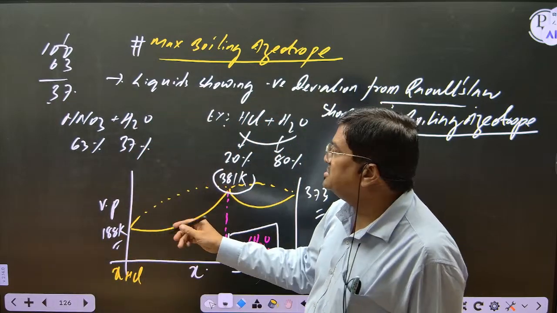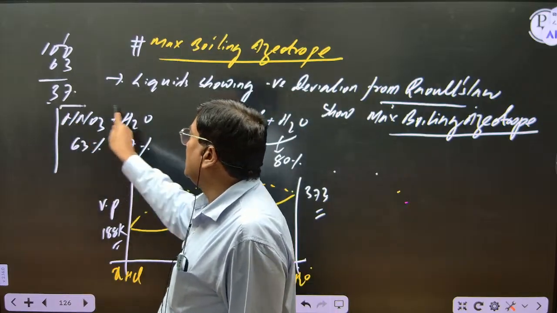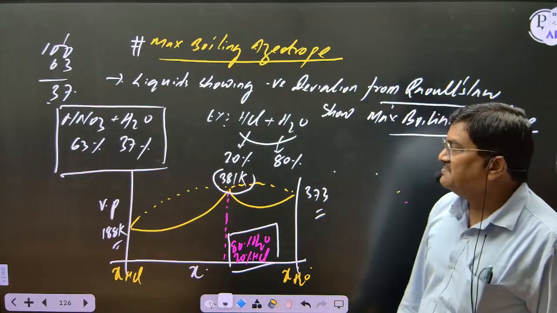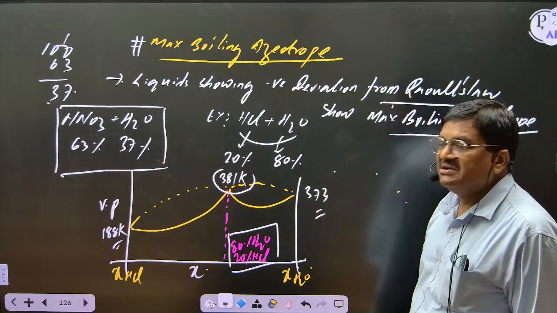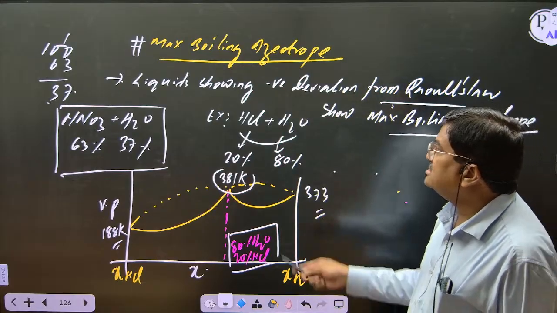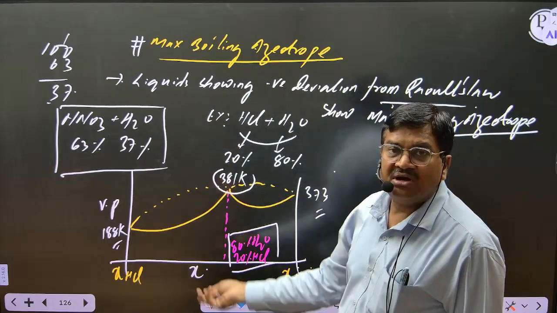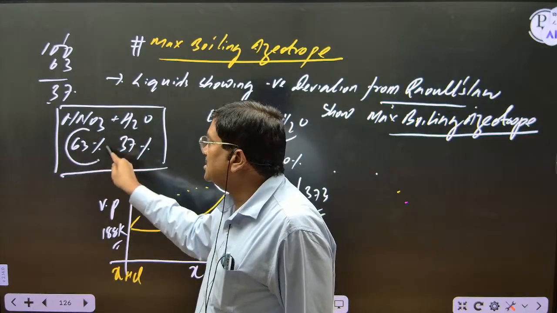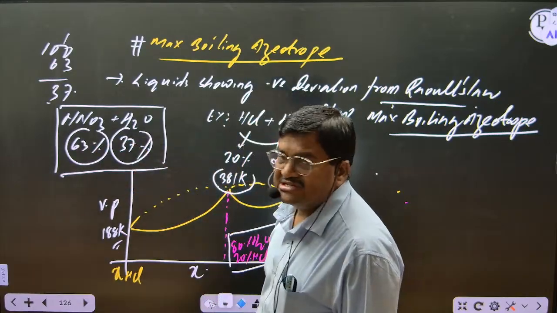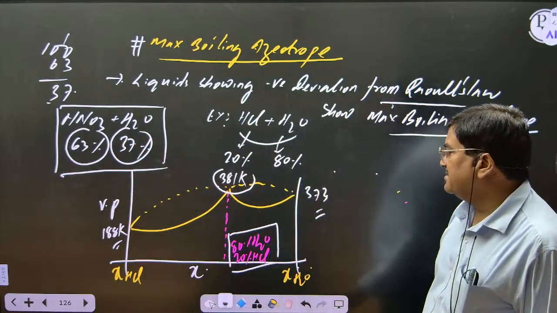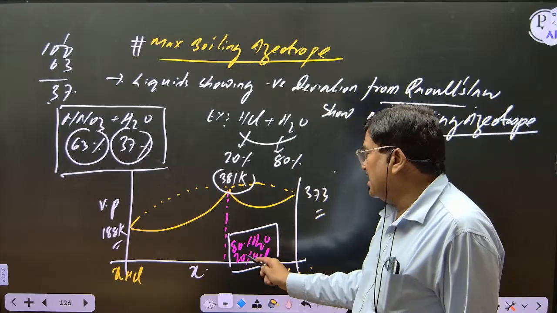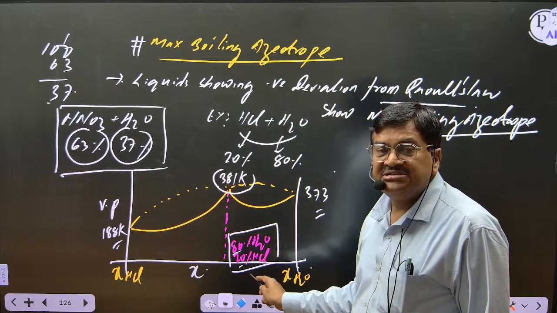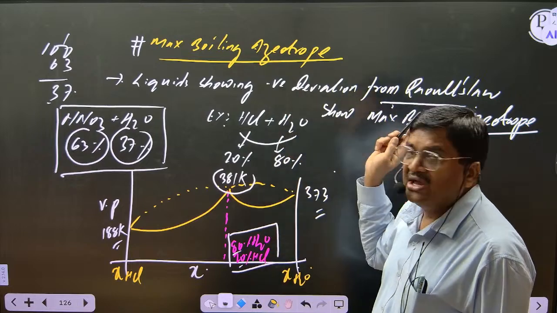These two compositions come under water, maximum boiling azeotrope: 63% of nitric acid and 37% of water. Will also form what? Any acid mixed with water comes under what? Negative deviation, no? But in NCERT the composition also you have to remember, 63% of nitric acid and 37% water. Whereas in case of water and HCl, 80% water and 20% HCl will form maximum boiling azeotrope.